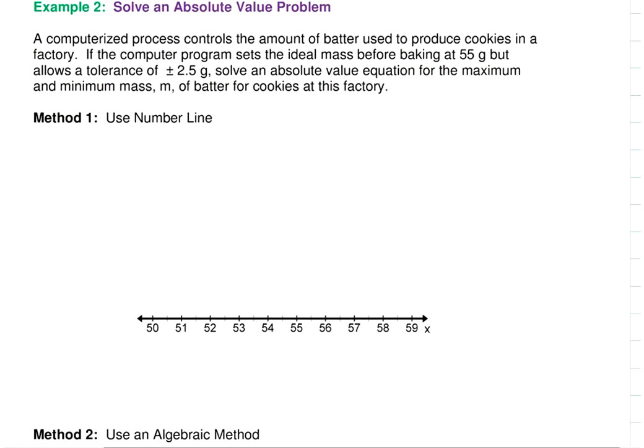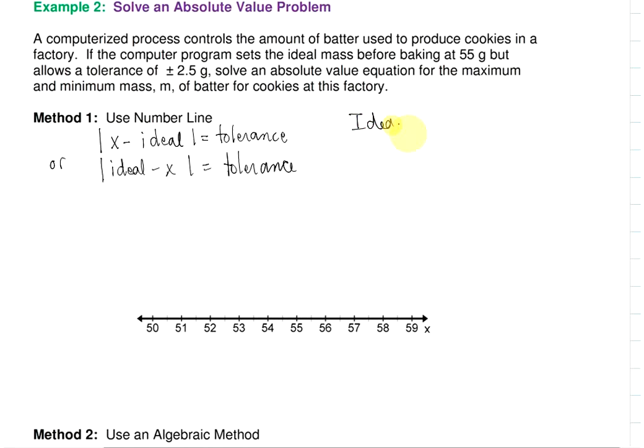Okay, so we're going to start by setting up an equation. Now, a format that you can use is the absolute value of whatever your variable is, x minus the ideal, and that's equal to the tolerance. Remember, it doesn't matter which way we subtract numbers inside an absolute value bracket. You can also go ideal minus x equals tolerance.